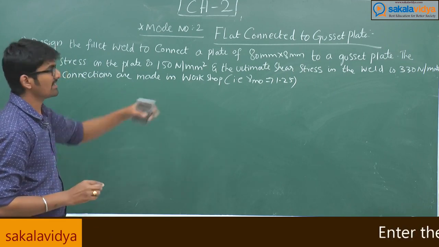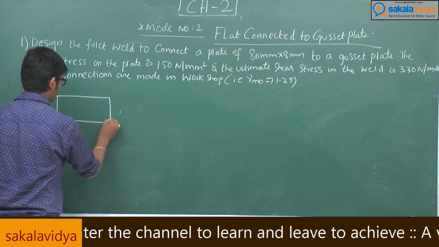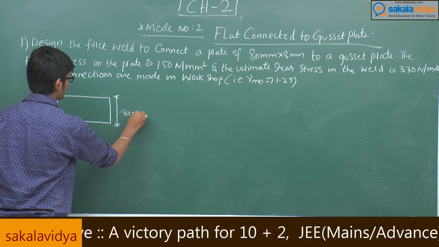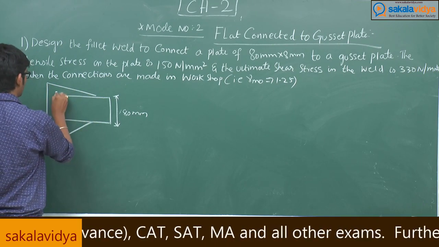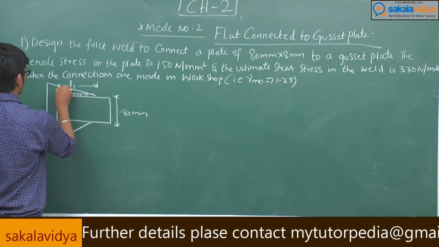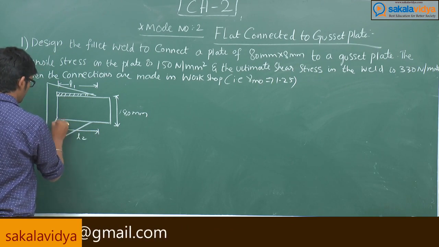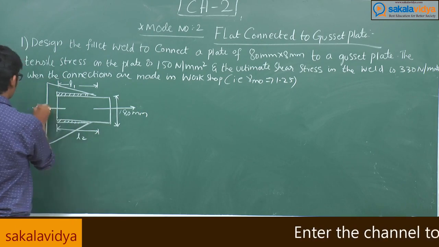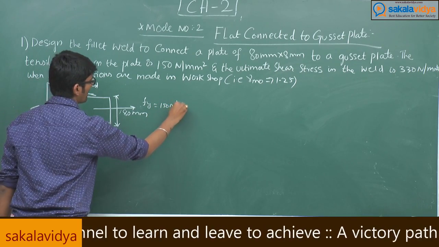First let us sketch the diagram. This is the size of the plate, given as width 80 mm and thickness 8 mm. In this case we need to find the size of the weld. Let this length be L1 and this length be L2. We don't know the effective length. The tensile stress Fy is given as 150 Newton per mm square.